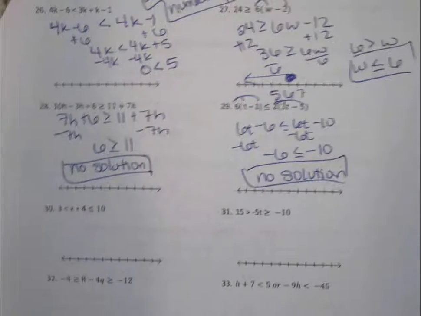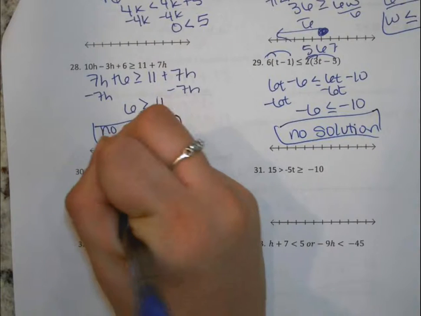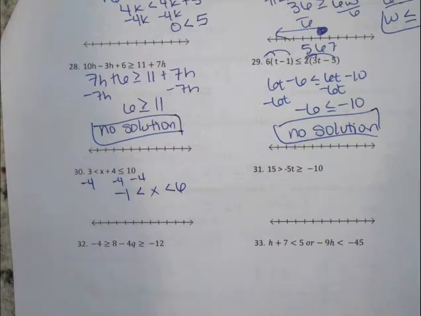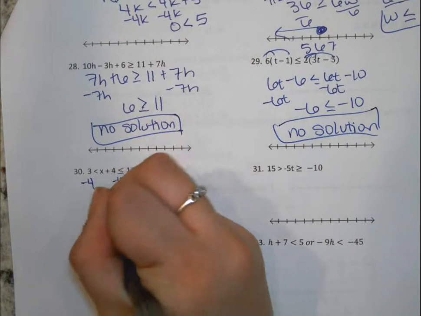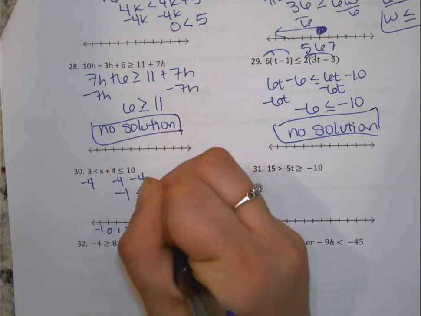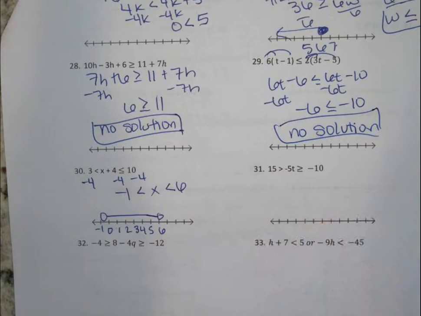Okay. Number 30 is a compound inequality. I want to go ahead and subtract 4 from all three pieces. I have negative 1 is less than x is less than 6. I'm going to go ahead and number my number line. They both get open circles, and because the x is in the middle, the line goes in the middle.